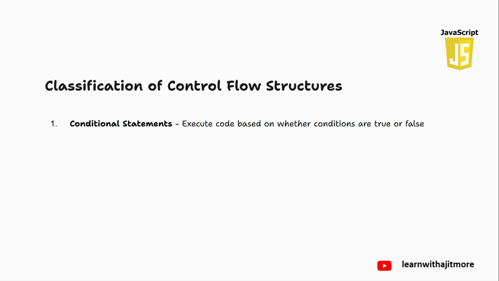Classifications, if you want, you can see. I told you already. The first is conditional statement, or you can call it selection statement. In this, what it does, it runs any one code block from multiple code blocks selectively based on condition. Execute code based on whether the conditions are true or false. Getting? Like you have one code block and another. I don't want to run both. Based on the condition, if the condition is true, run this, otherwise run this.